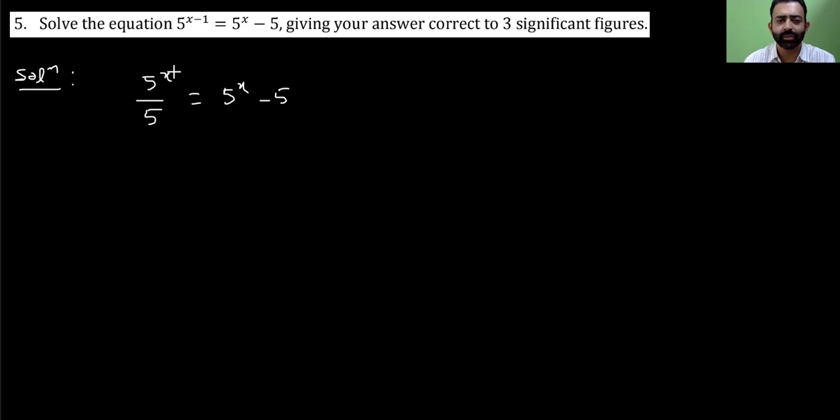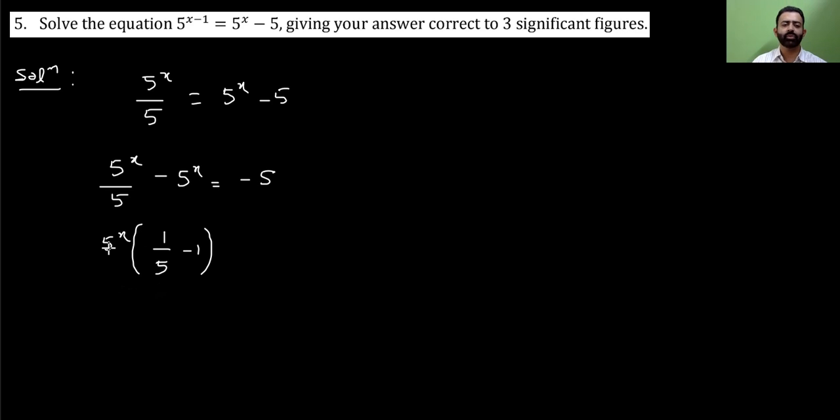Okay, then transferring this term to RHS and minus 5 to LHS, or just keep 5 raised to power x upon 5 on LHS, and just transfer this 5 raised to power x to LHS. Okay, so 5 raised to power x upon 5 minus 5 raised to power x is equal to minus 5, right? Now I can take out 5 raised to power x from both these terms. So taking 5 raised to power x outside, you will get 1 upon 5 minus 1. This 5 raised to power x will be multiplied by minus 1, you will get minus 5 raised to power x. This is equal to minus 5.